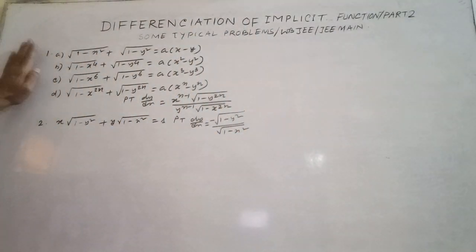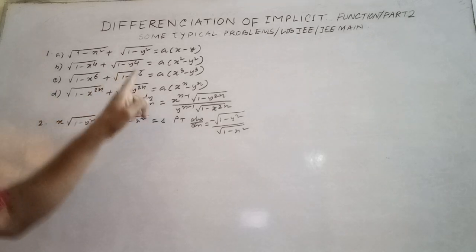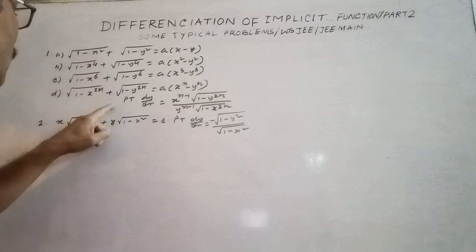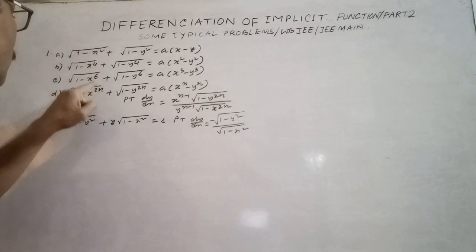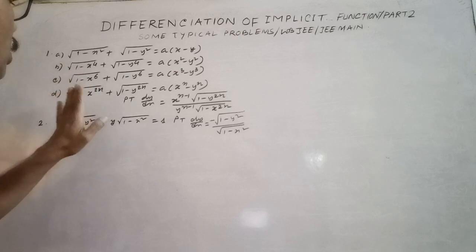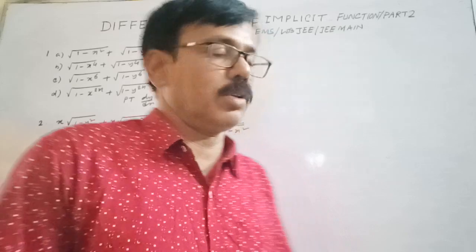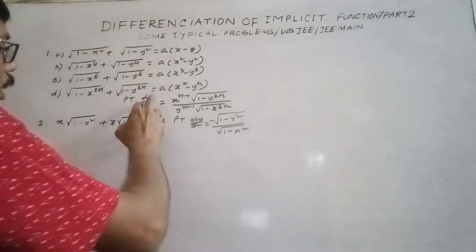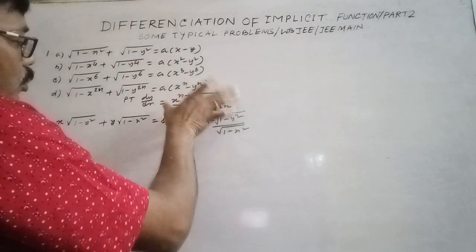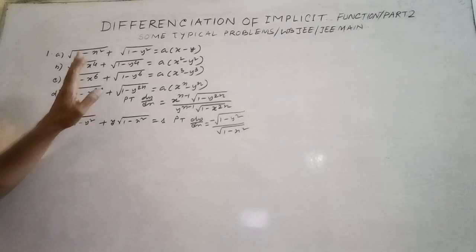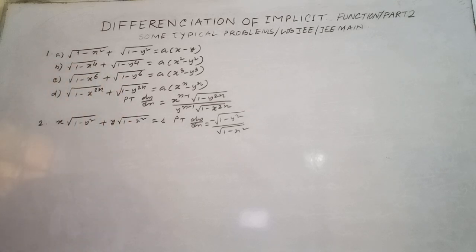So they are of the same type. Problem number D is most general. Putting n equals 1, you get the first; n equals 2, you get the second; n equals 3, you get the third. So D is most general. Now if you look at the proof, in dy by dx there is no a. So if you take the direct derivative, then it is very difficult to eliminate a.